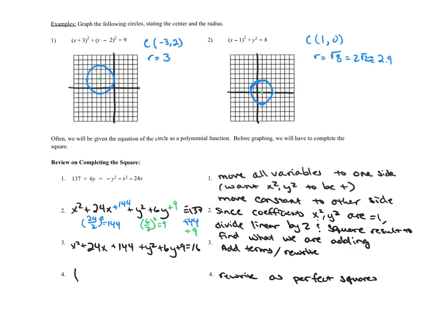So x squared plus 24x plus 144, if you look at that and you factor it, you know that this becomes x plus 12, the quantity squared, plus, when we look at the next three terms, we get y plus 3 squared equals 16. So our center would be at negative 12, negative 3, and our radius would be 4. Not that they asked us that, but just to be safe.